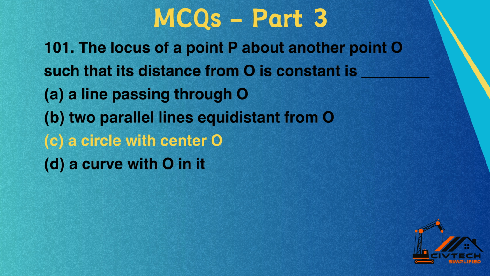Question number 101. The locus of a point P about another point O, such that its distance from O is constant, is: A. A line passing through O. B. Two parallel lines equidistant from O. C. A circle with center O. D. A curve with O in it. Correct option: C. A circle with center O.